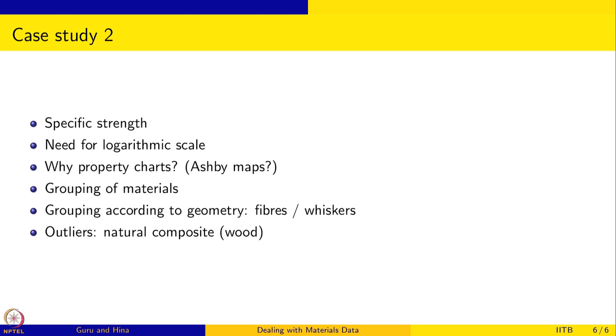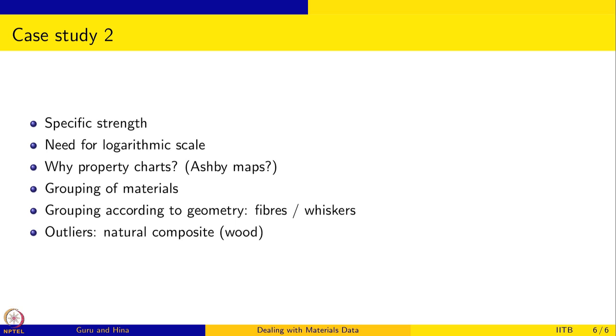Okay. The second case study that we are going to do is for specific strength, and we will see that for things like Ashby plots, sometimes the logarithmic scale is needed. You will also see why property charts or Ashby maps are useful, and you are going to notice that the materials are grouped according to the kind of material it is. And you will also see some grouping according to geometry. For example, all fibers and whiskers, irrespective of what type of material they are, are going to fall in one way.